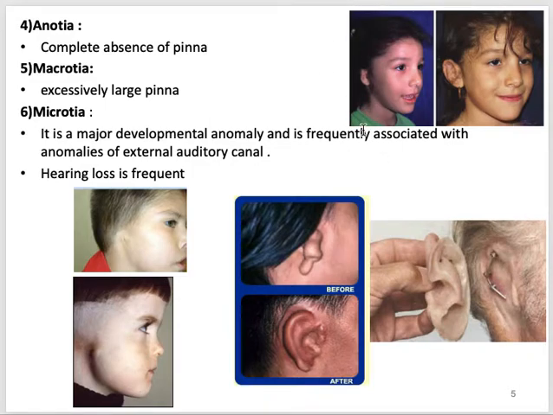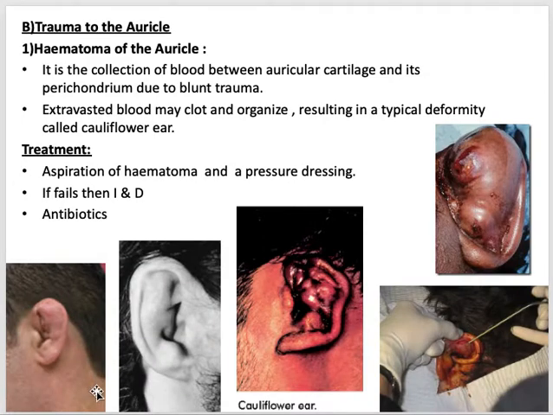Microtia is a developmental anomaly, and many of the time it is associated with auditory canal and middle ear, even internal ear disorders as well. And it could be unilateral and it could be bilateral. They also call it peanut ear. Then there are many others like cup ear or pocket ear or things like this, depending on the shape of the ear.